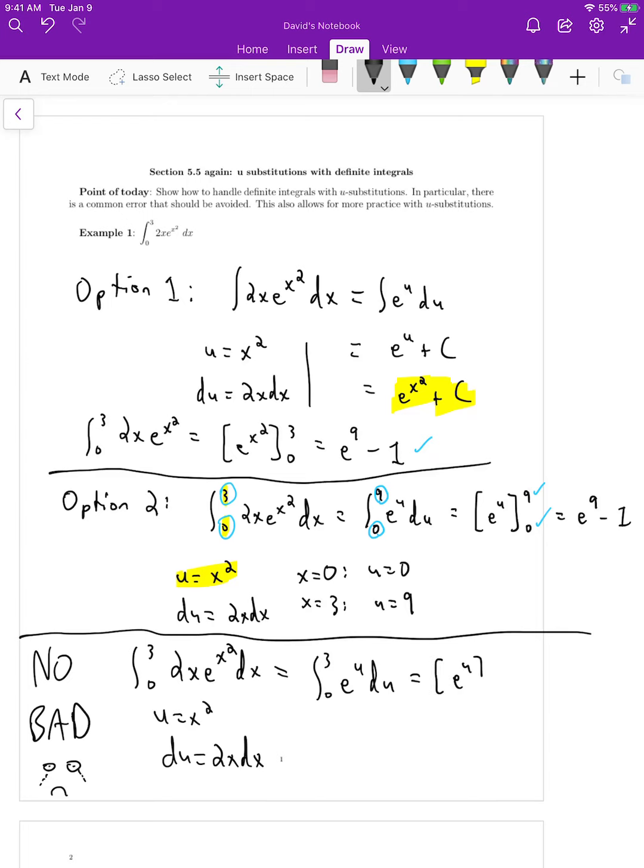So you do e to the u from 0 to 3, and you end up writing that the answer is e cubed minus 1, which, of course, is wrong. We already knew the answer was e to the 9th minus 1. So you shouldn't do this. But that's a pretty common error to see on exams. So option 1 or option 2 are the way to go. And on an exam, I don't care which one you choose.